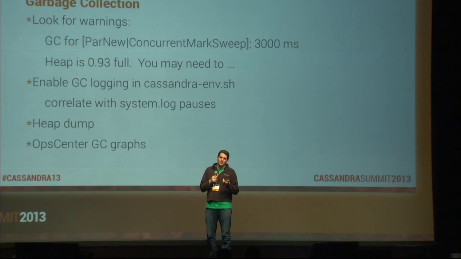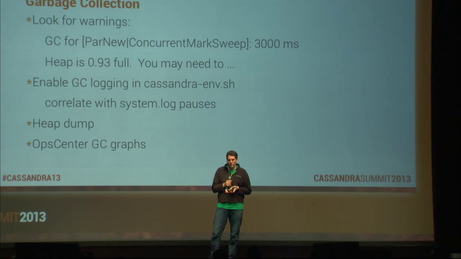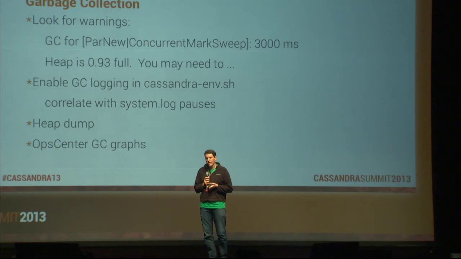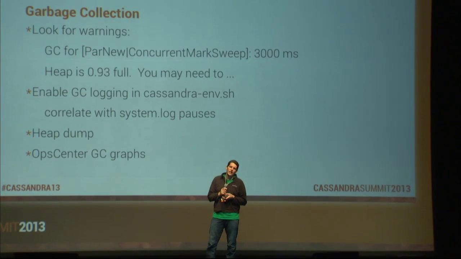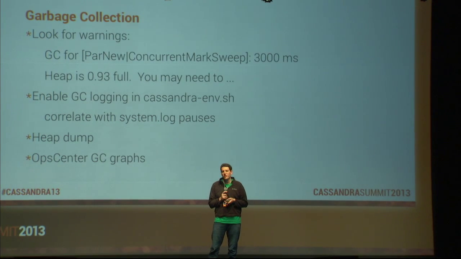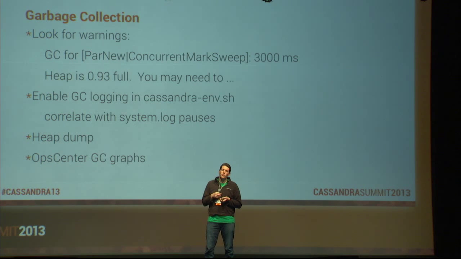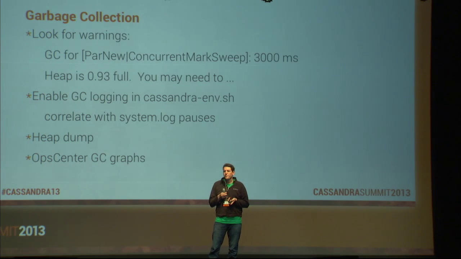Garbage collection. That's the bane of every app server's existence, or any server that's based on Java. But in Cassandra, there are some helpful log messages that will indicate what type of GC problems you're having. So you might see pauses that are more than a second for either ParNew or ConcurrentMarkSweep. You might see warnings that your heap is a certain percentage full. If you're over like 85%, then you probably want to do some tuning there.